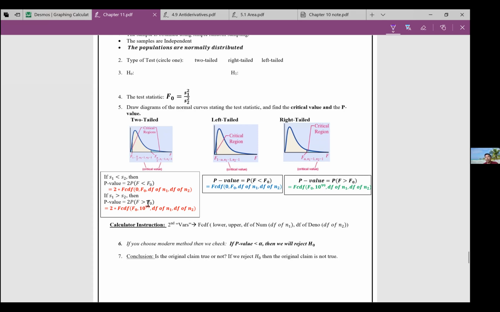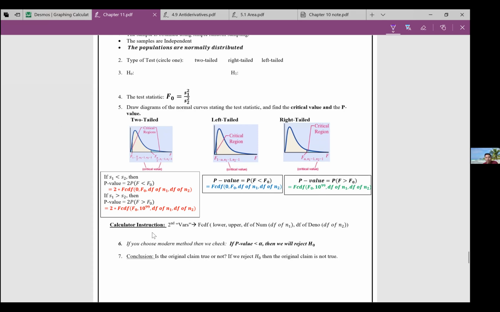So there's no hesitation about which one I have to use because I have two samples here. It doesn't require that, right? For standard deviation, they require us to use both degrees of freedom. For the left tail, you go from 0 to F naught. For the right tail, you go from F naught to 10 to the 99. And you still need the degree of freedom for the numerator and the degree of freedom for the denominator.